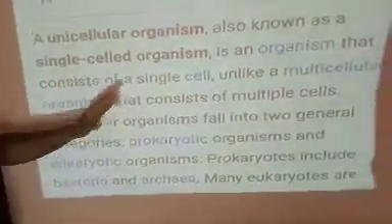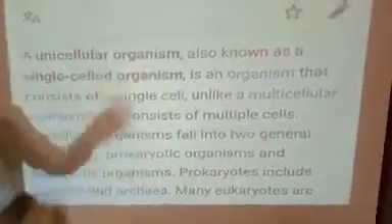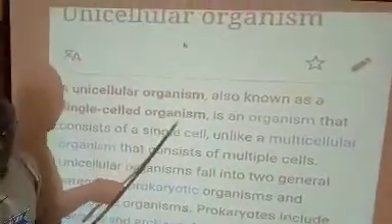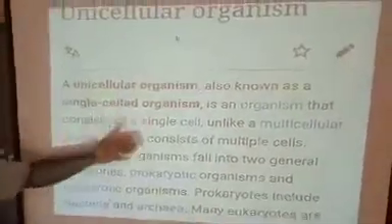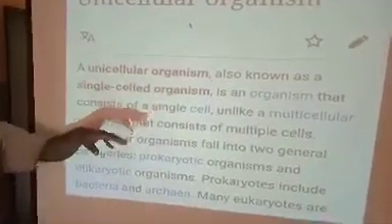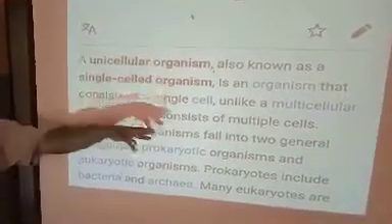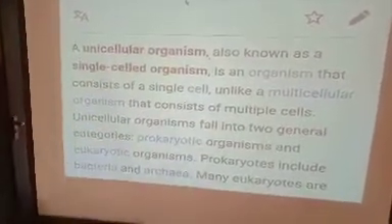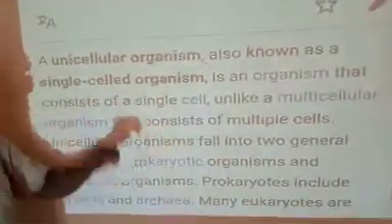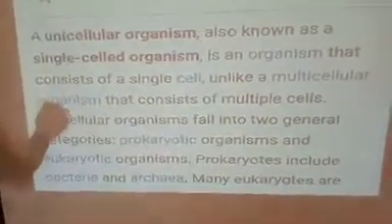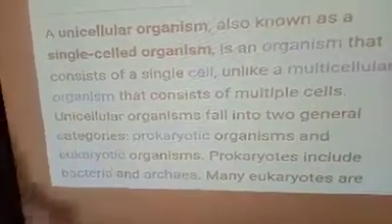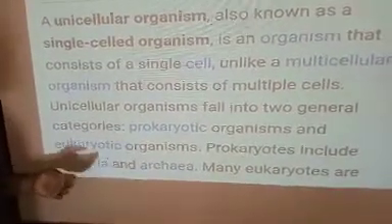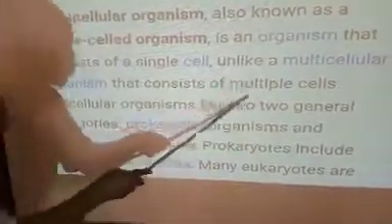So what I'm trying to tell you here is that organisms are broken down into two parts: unicellular organisms and multicellular organisms. A unicellular organism is the opposite of a multicellular organism, and vice versa. A multicellular organism is an organism that has more than one cell. It could have 50, it could have 20, it could have 30, whatever you have. It consists of multiple cells. That's the word we've used there.